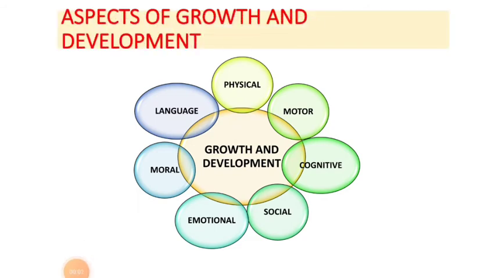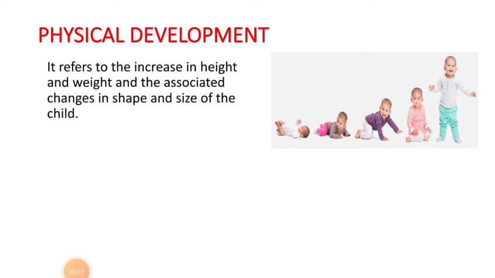There are various aspects of growth and development: physical, motor, cognitive, social, emotional, moral, and language development. We'll start with physical development. It refers to the increase in height and weight and the associated changes in shape and size of the child. These changes are in the body proportions as well.